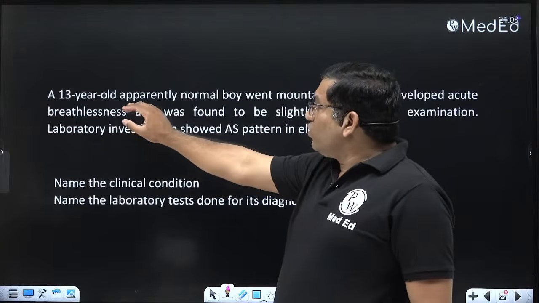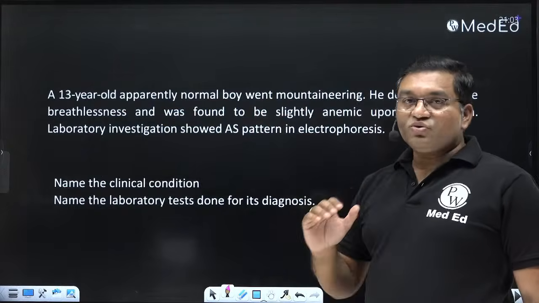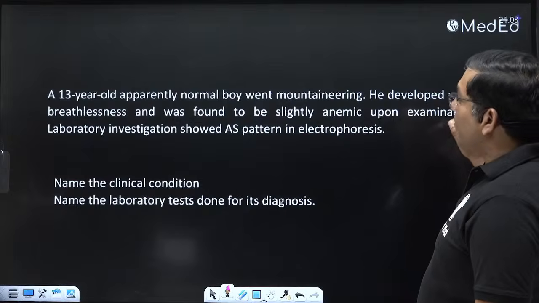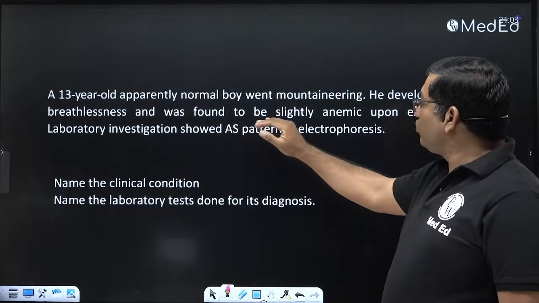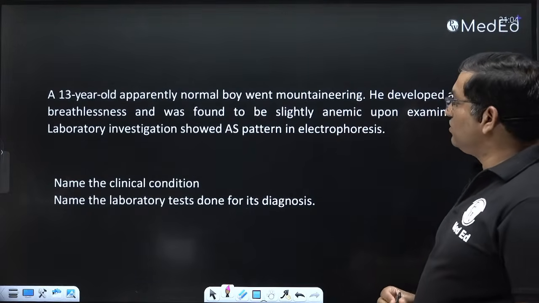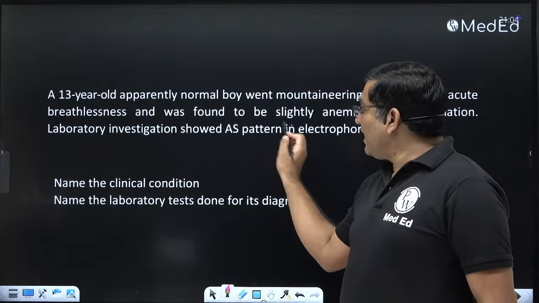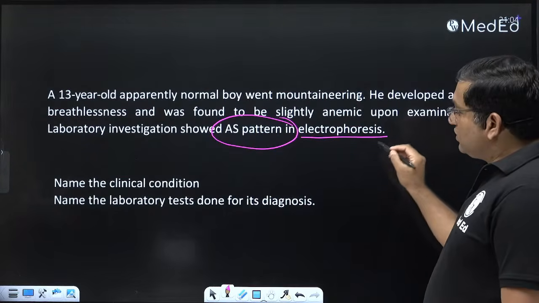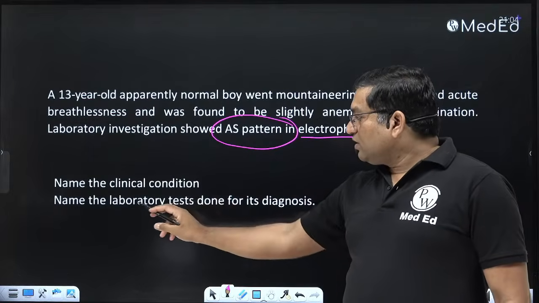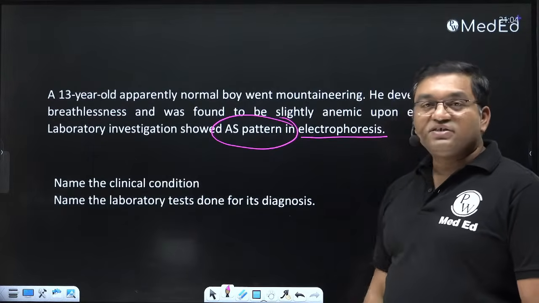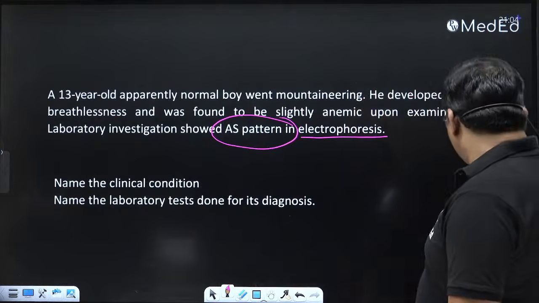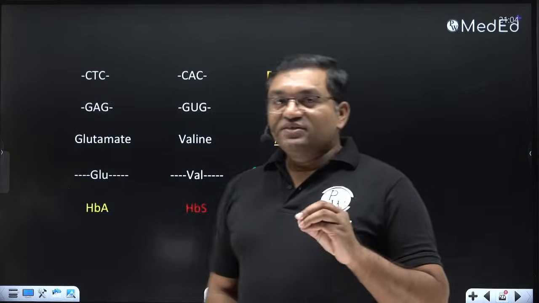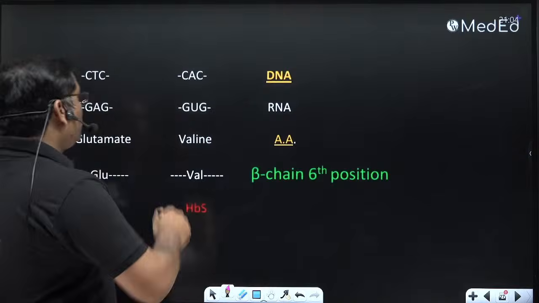A 13-year-old apparently normal boy, meaning not very symptomatic, went mountaineering. He developed acute breathlessness and was found to be slightly anemic on examination. Laboratory investigation showed an AS pattern in electrophoresis. Name the clinical condition. Name the laboratory test done for its diagnosis. We will discuss both these points. See, what is the molecular basis of sickle cell disease?